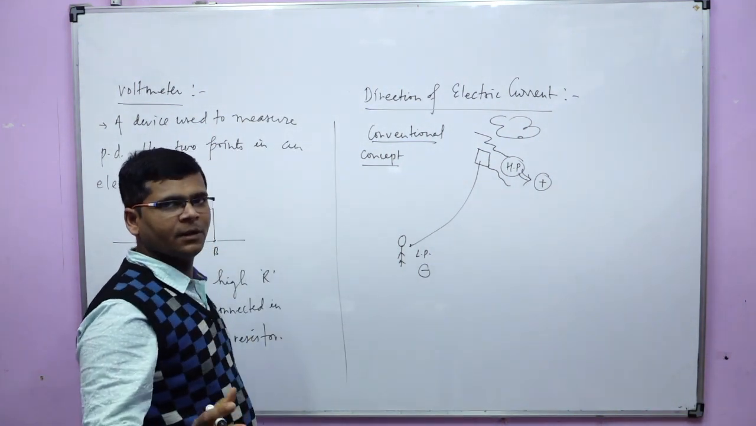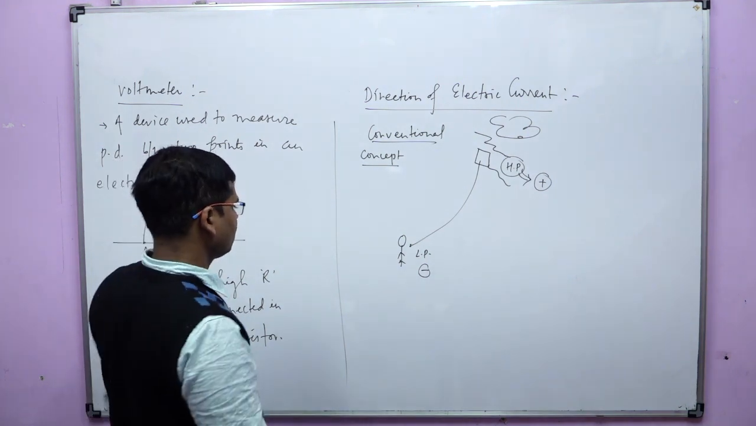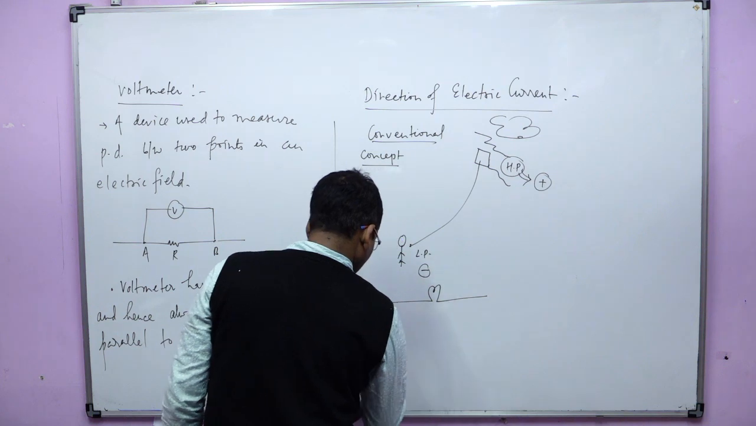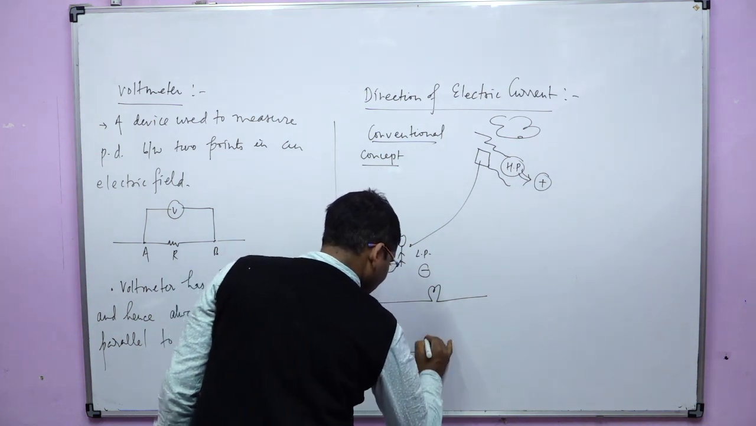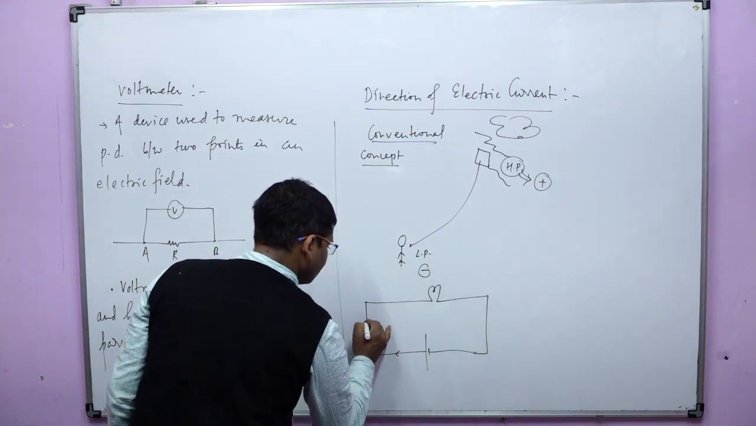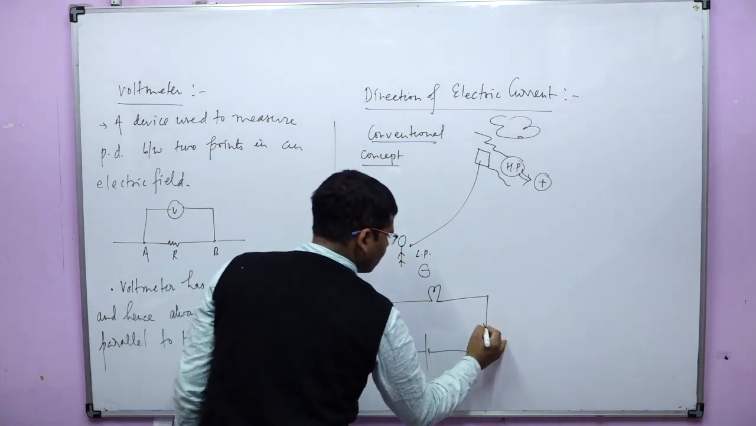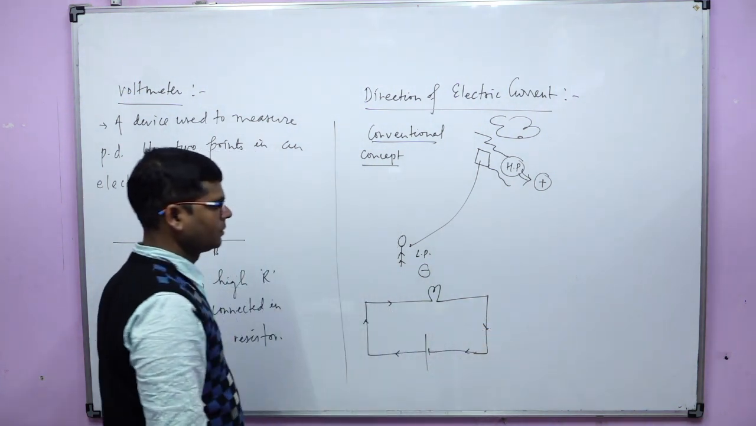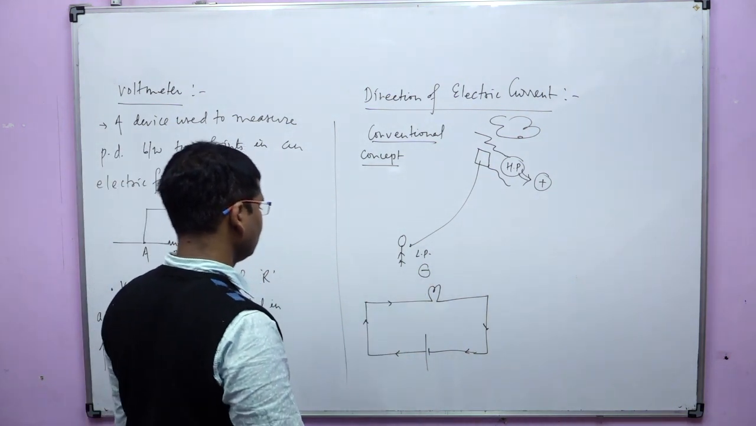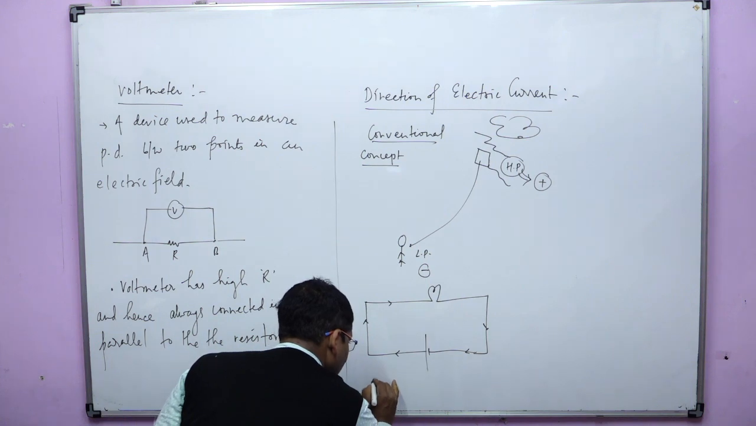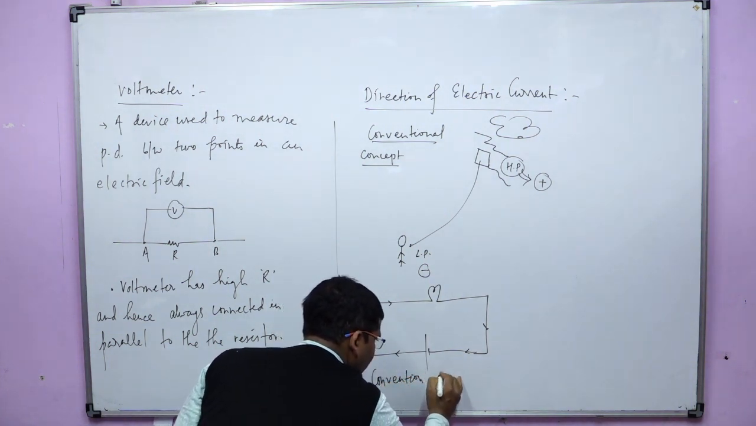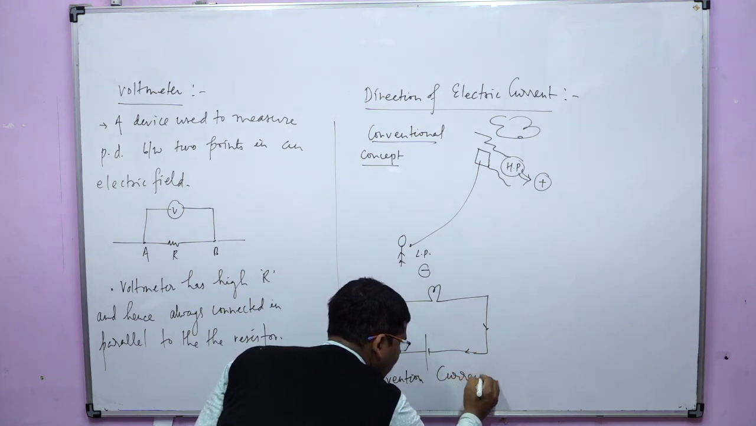I hope you have got it. So the conventional direction in an electric circuit, you would always find that it is from positive and it goes towards negative. This is conventional direction. This figure shows conventional current.